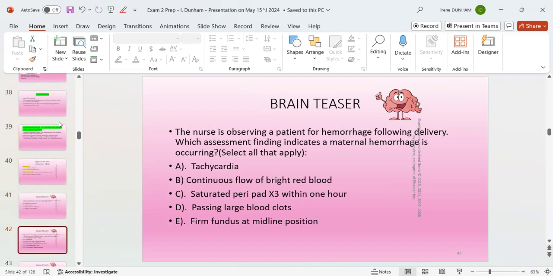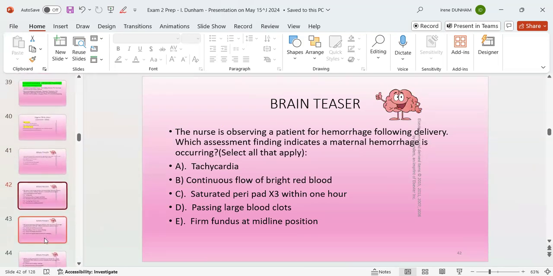Okay. The nurse is observing a patient for hemorrhage following a delivery. Which assessment finding indicates a maternal hemorrhage is occurring? Select all that apply. A, B, C, D, and E. Not E. Yeah, D. What would be the fundus if she was having a hemorrhage? What's the condition of that fundus if she was bleeding? It is soft. It's not firm. That's right. It'd be soft. It would not be firm. Okay, good. You got it.